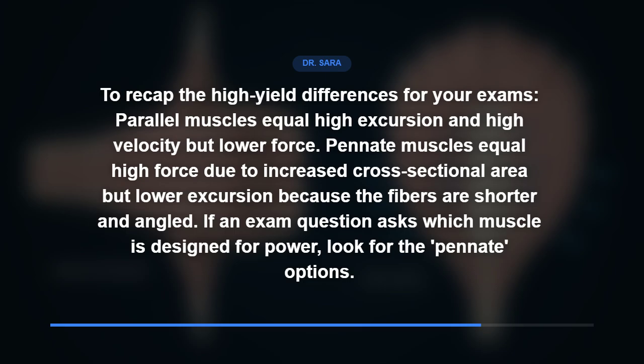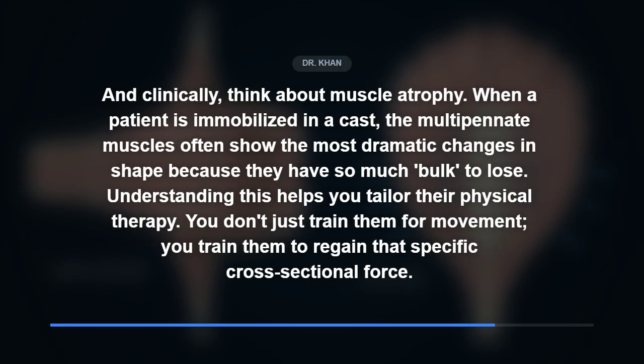To recap the high-yield differences for your exams, parallel muscles equal high excursion and high velocity, but lower force. Pennate muscles equal high force due to increased cross-sectional area, but lower excursion because the fibers are shorter and angled. If an exam question asks which muscle is designed for power, look for the pennate options.